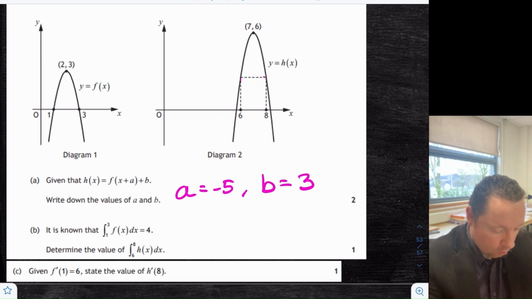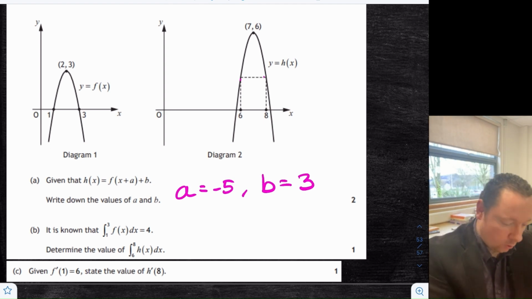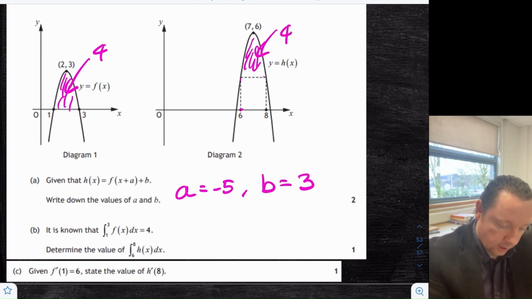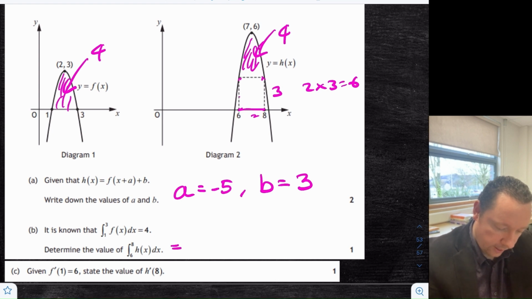What is the value of the integral between 6 and 8 of h of x? Well, an integral means an area. So we know that the area under this bit here is 4. So that means over in this graph, since it's just moved up, this whole area here is also 4. And leaving the extra bit between 6 and 8 is just a rectangle. That is 2 along. And that must be 3 because the graph's moved up by 3. 2 times 3 equals 6. So our integral between 6 and 8 of h of x is just 6 plus 4, which equals 10.